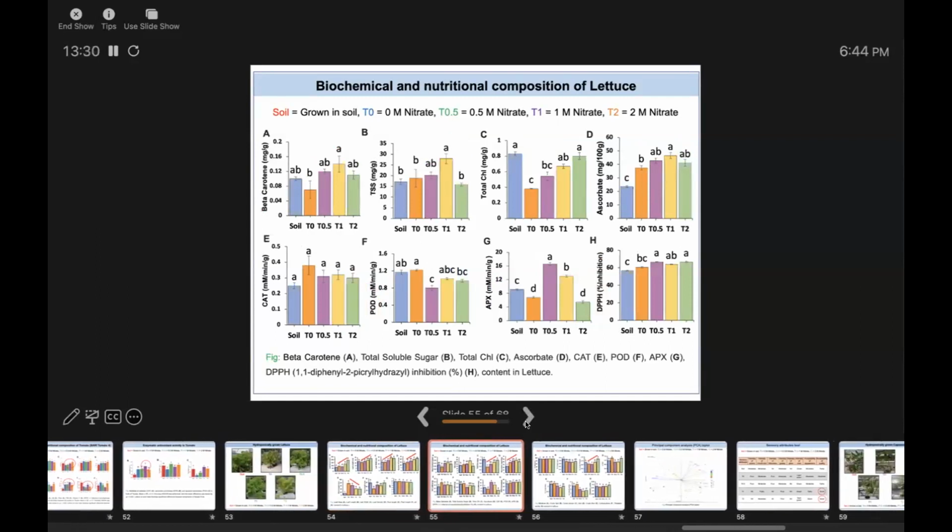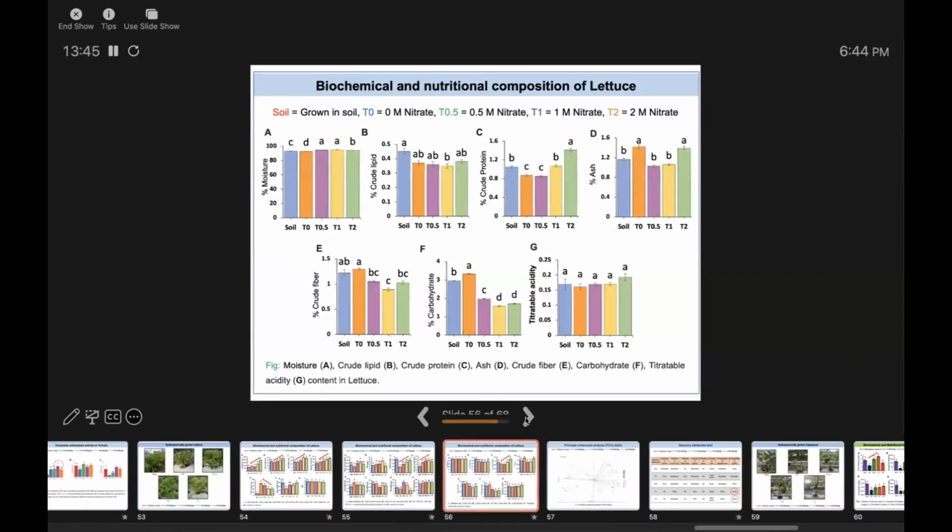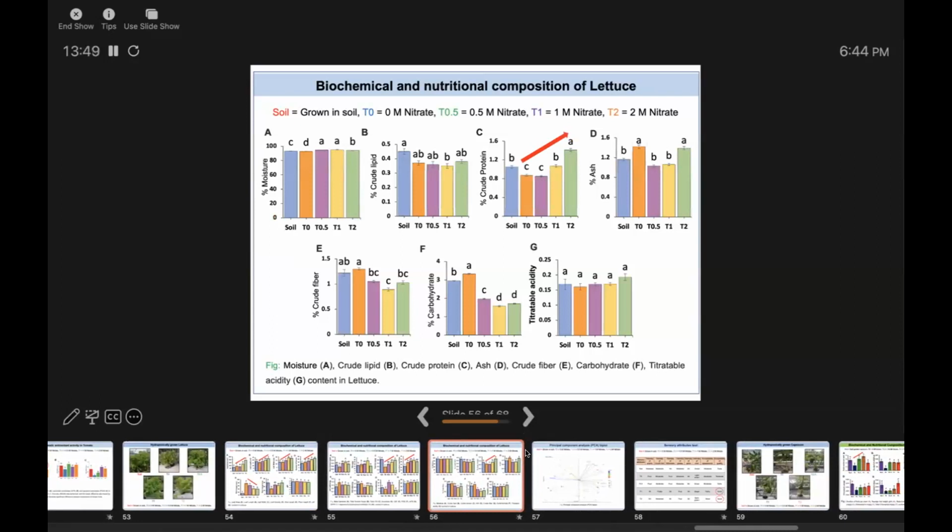In case of other parameters, we can see that total chlorophyll content increased. That greening increased due to the nitrate concentration, and ascorbate, which is actually vitamin C, concentration also increased. Protein in lettuce also increased, which we also observed in the other crop. So from these results, we can see that all this biochemical composition can be modified by modifying the nutrient solution. If we want nutrient intensive or nutrient dense crop production, we can use the hydroponic system for better crop production.